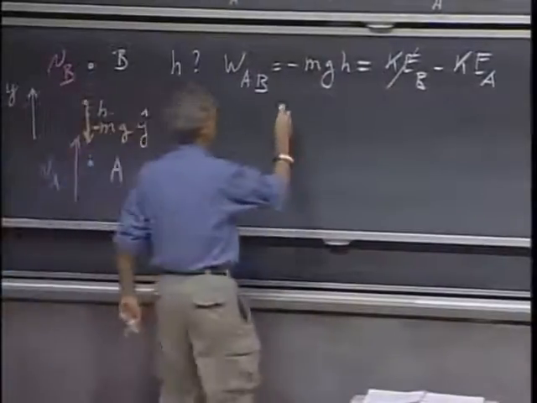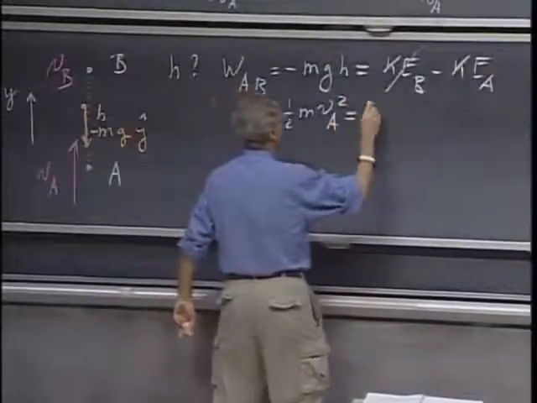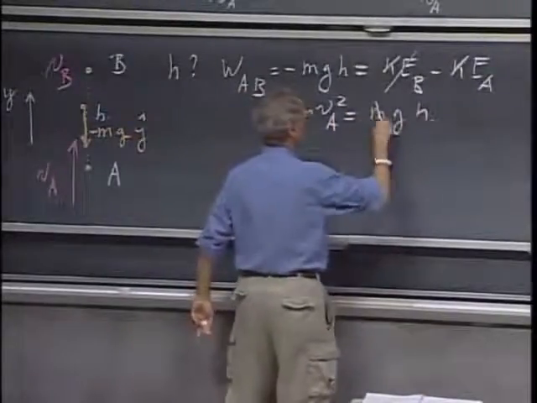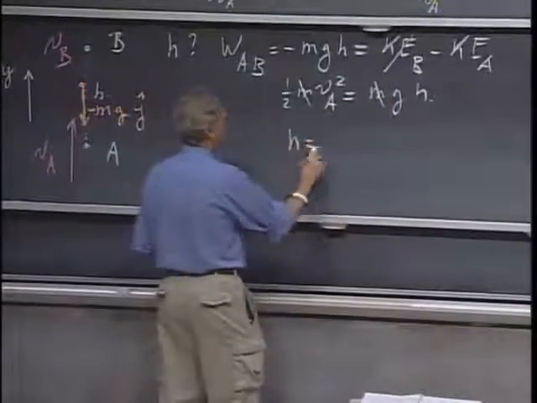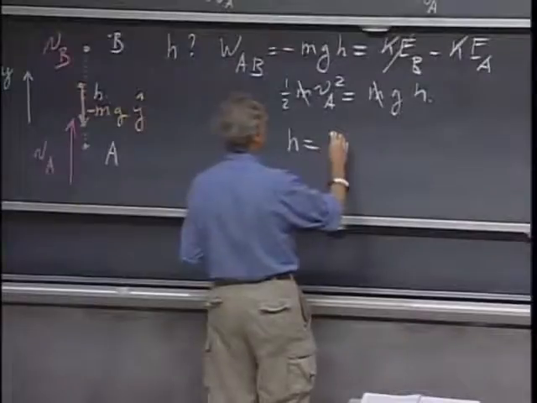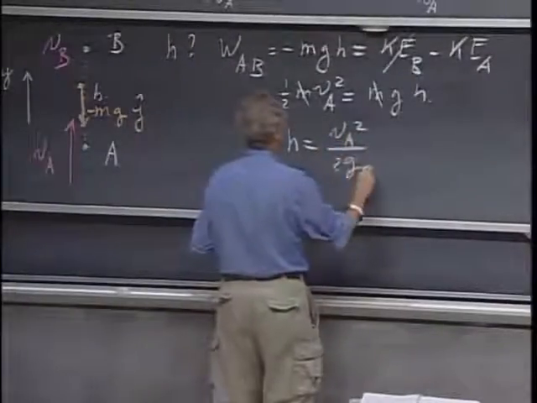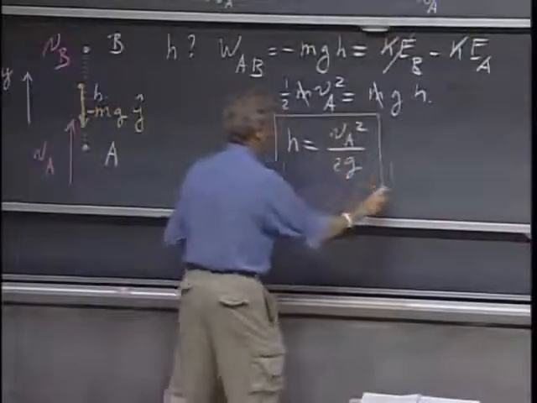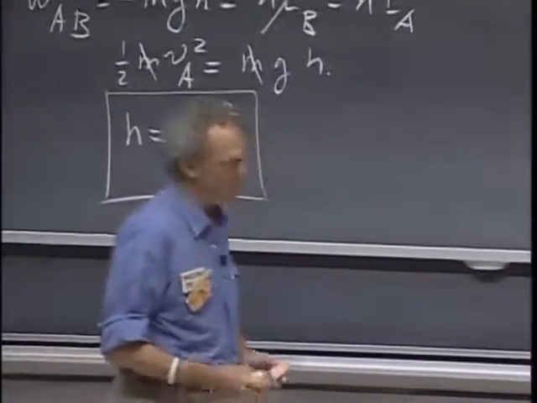And so you find that 1/2 m VA squared equals mgh. m cancels, and so you'll find that the height that you reach equals VA squared divided by 2g. And this is something we have seen before. It was easy for us to derive it in the past, but now we've done it purely based on energy considerations.